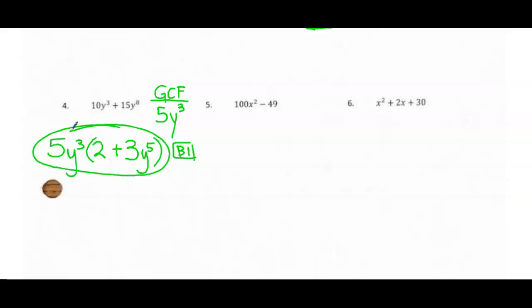Number 5. Greatest common factor, 149. There is no GCF. The leading coefficient is positive. It's a binomial.